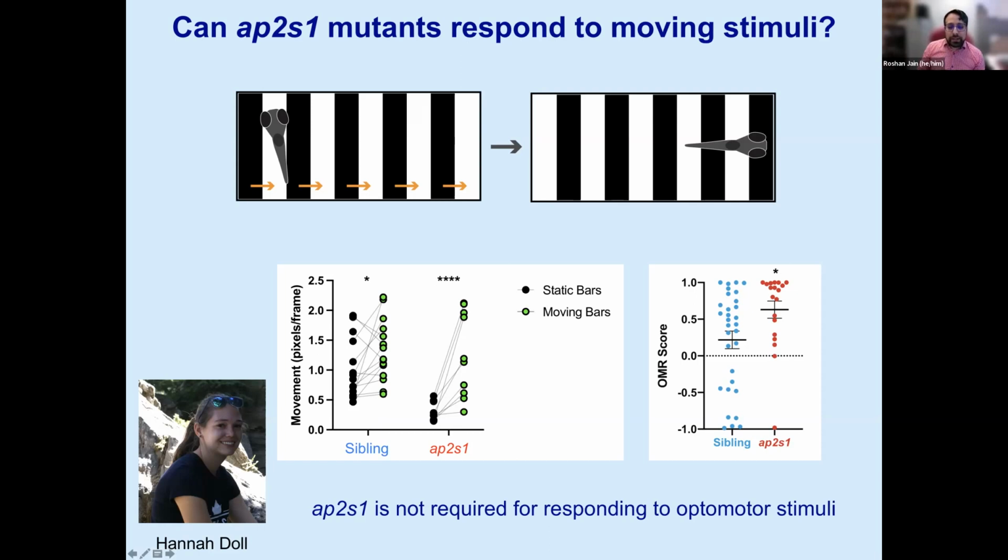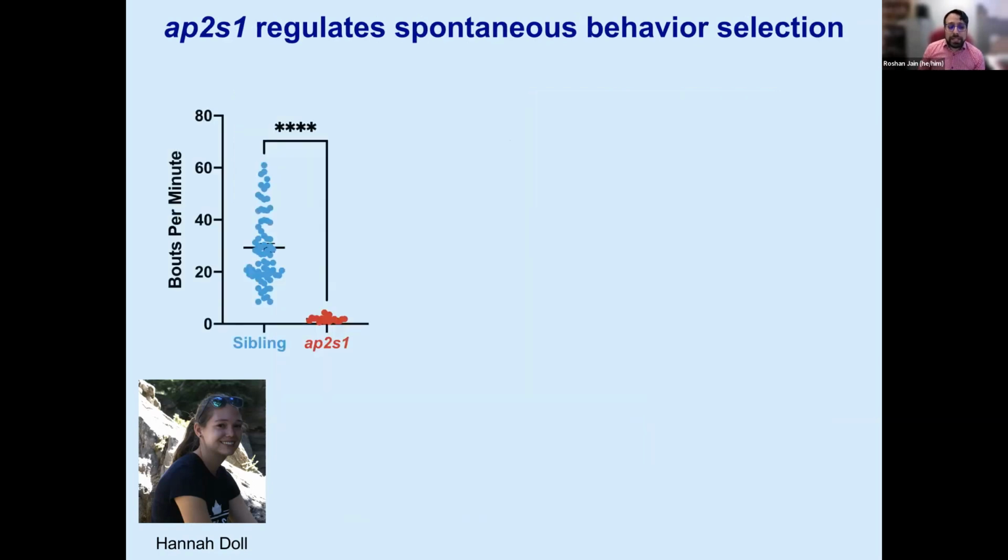And you might notice here that the mutant fish seem like they're not doing a whole lot when the bars are static. And so Hannah looked at what the fish are doing in the absence of any sort of stimuli. And indeed, we find that they're much less spontaneously active, although they still do move, but they move much less than their siblings. And so also in collaboration with the Orger Lab, we then tried to quantify exactly what behavior they're doing spontaneously. These larvae have a discrete set of different movement patterns that they can do, these different bouts.